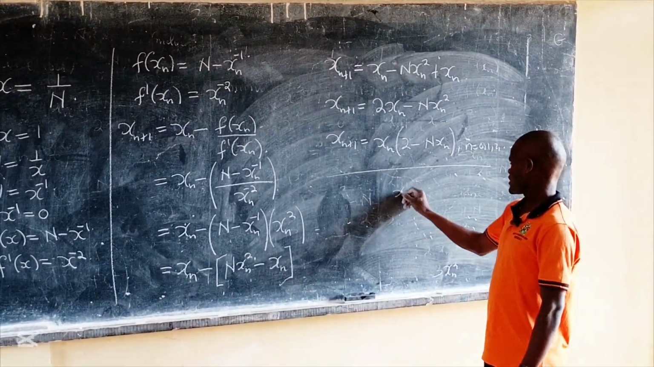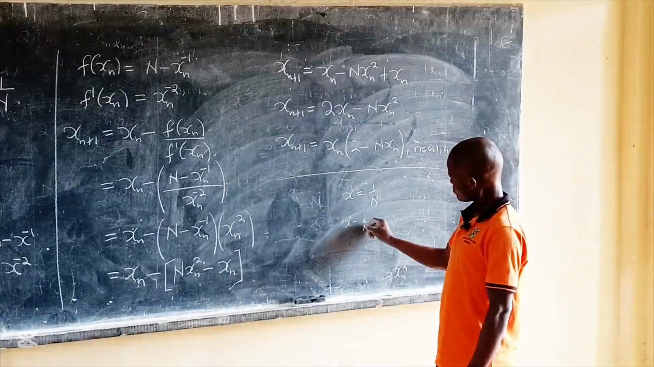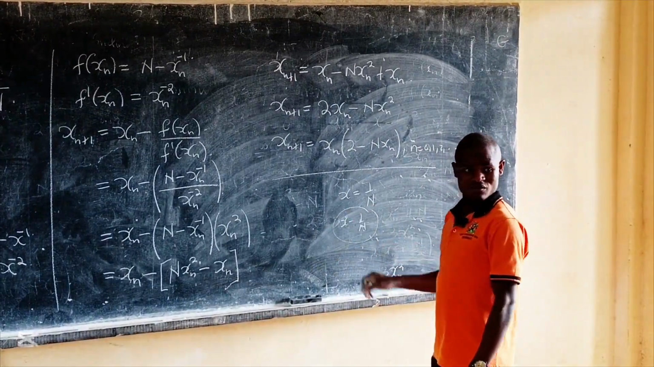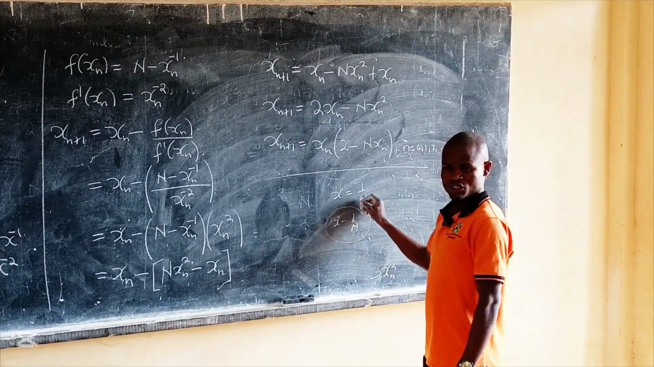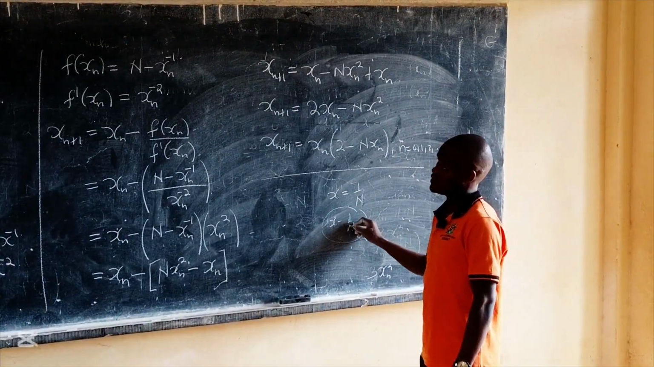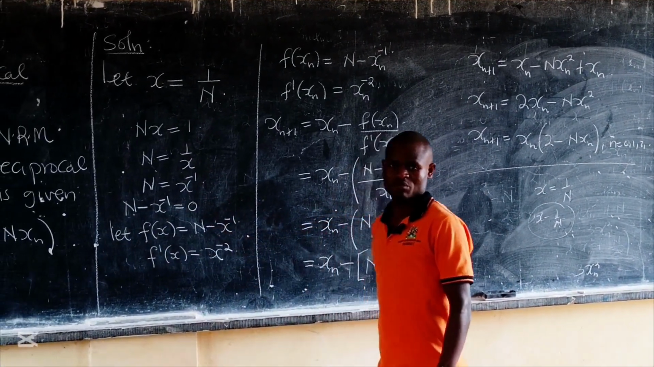If a candidate uses x equals 1 over n and then says x is equal to 1, they are going to get very funny results at the end, and may not achieve the solution. So the best way was to try out this approach.